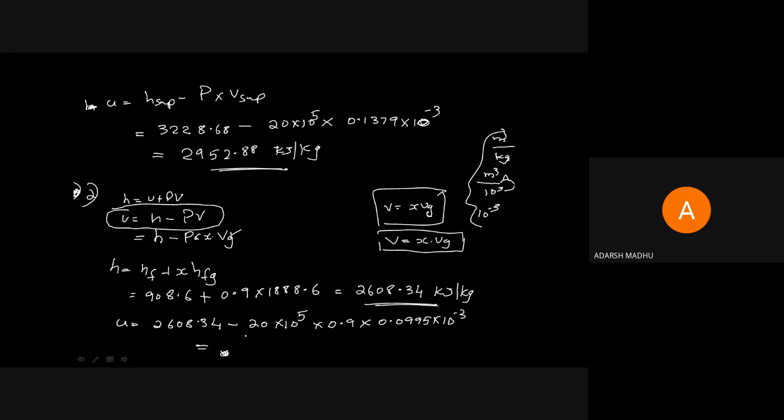That is, the value is 2429, right? 24... 2429.24 kilojoule per kilogram. So that is our problem.